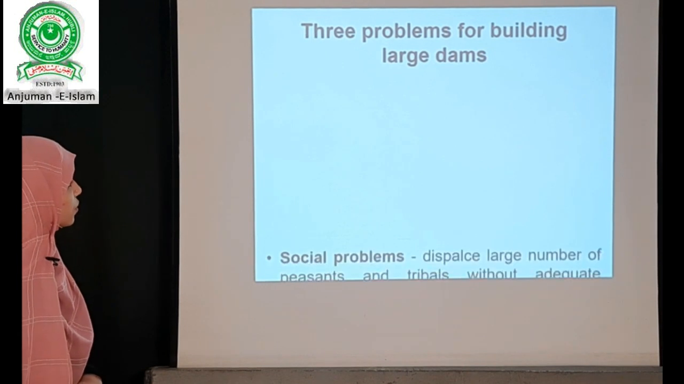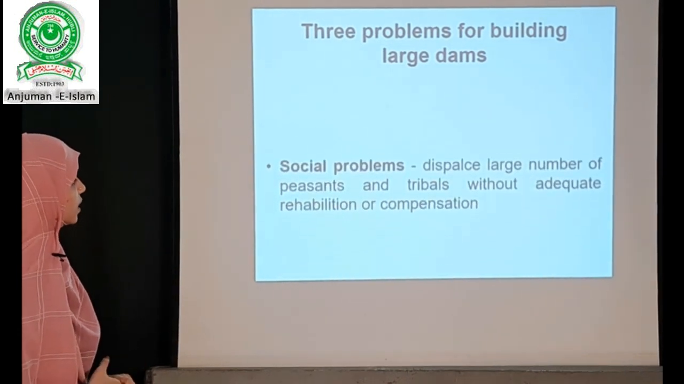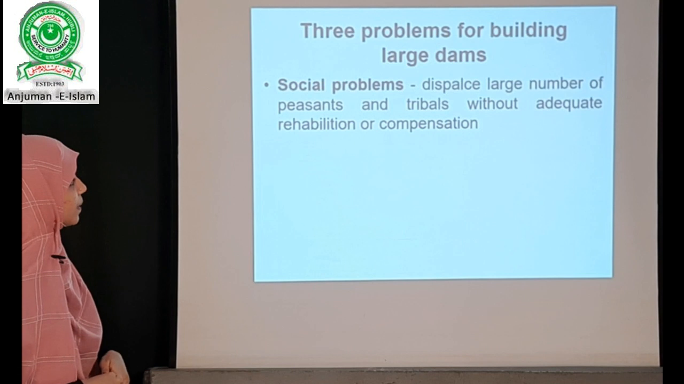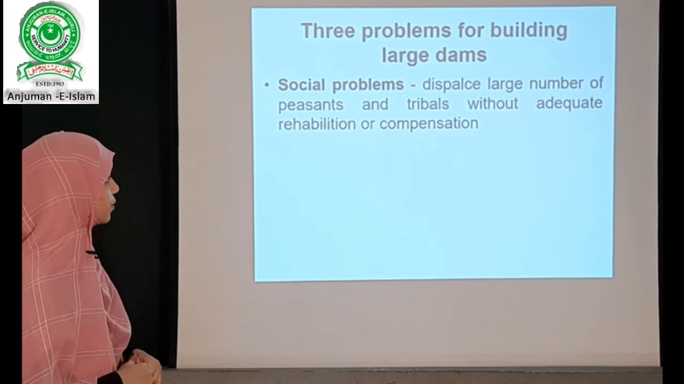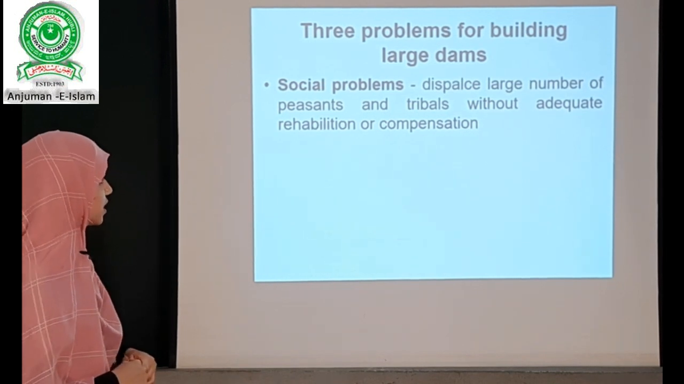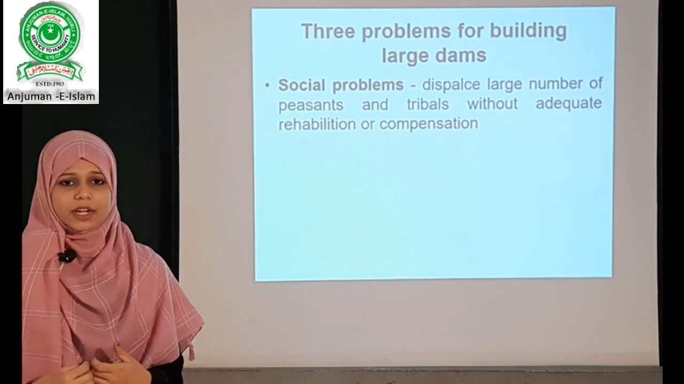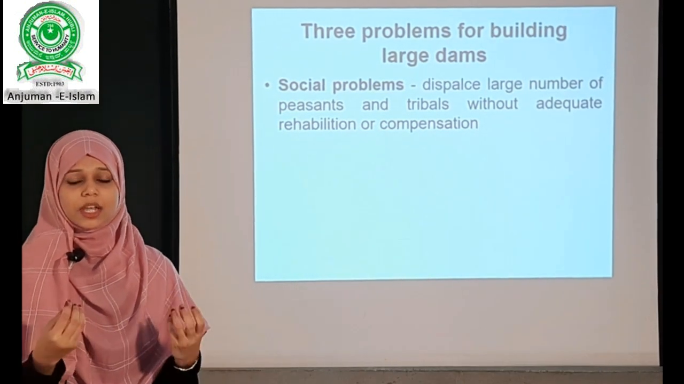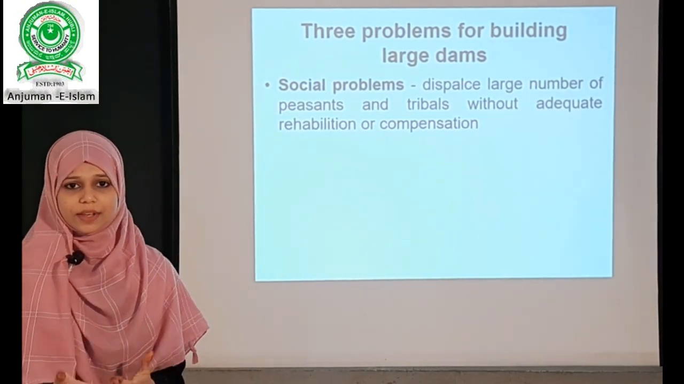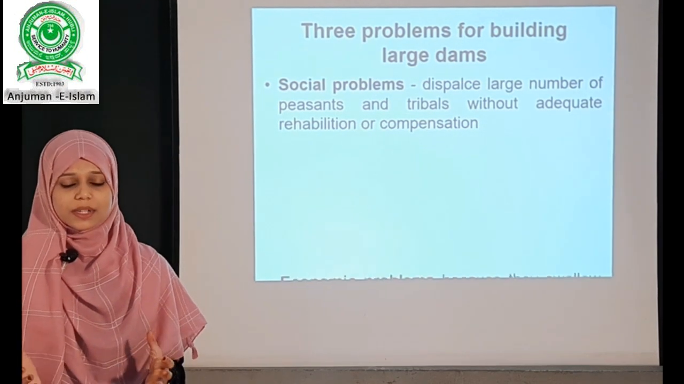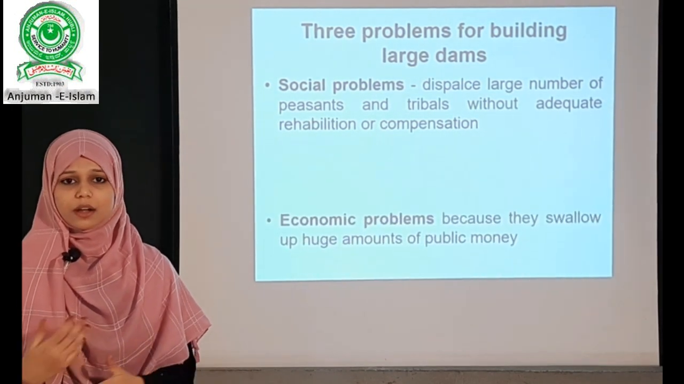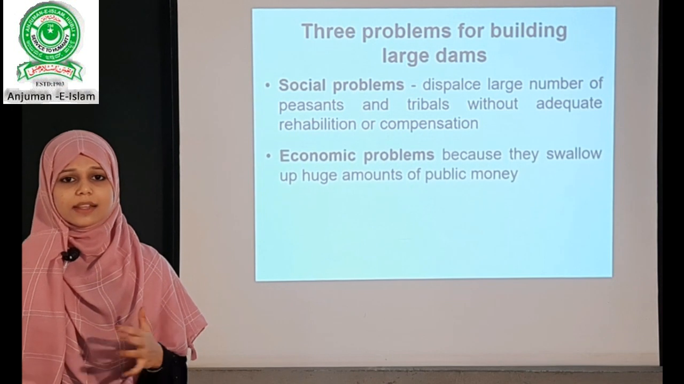So the three problems with building large dams are: the first one is the social problems, which displace a large number of peasants and tribals without adequate rehabilitation or compensation. So as I said, the government offers something to the tribal people who are living in an area, and these tribal people give their land to the government and they build a dam.